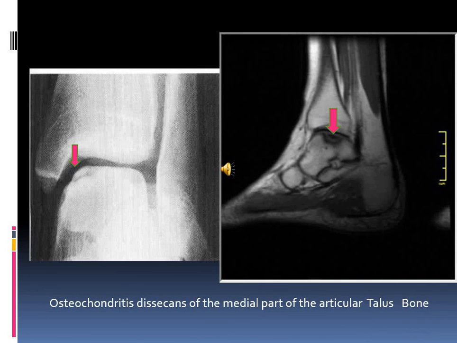Lastly, the same process but in the ankle. You can see that the arrow is marking on MRI and on X-ray a special part of the talus, which is the articular superior surface of the talus. There is a bone defect just slightly separated from the original bone, and this represents another type of osteochondritis dissecans, just like we described in the knee, for example. Here is the same process but in the superior surface of the talus.